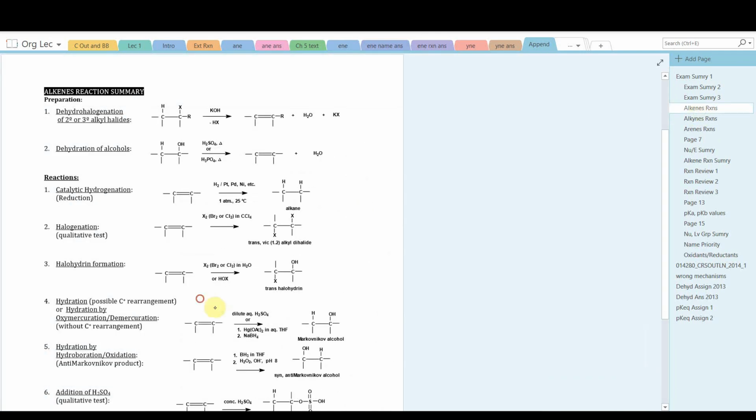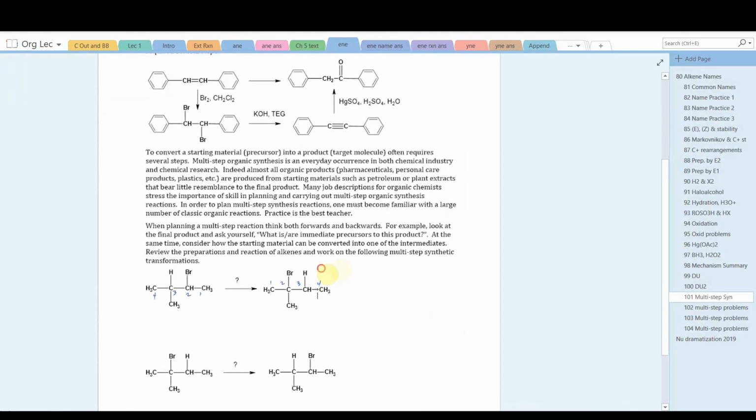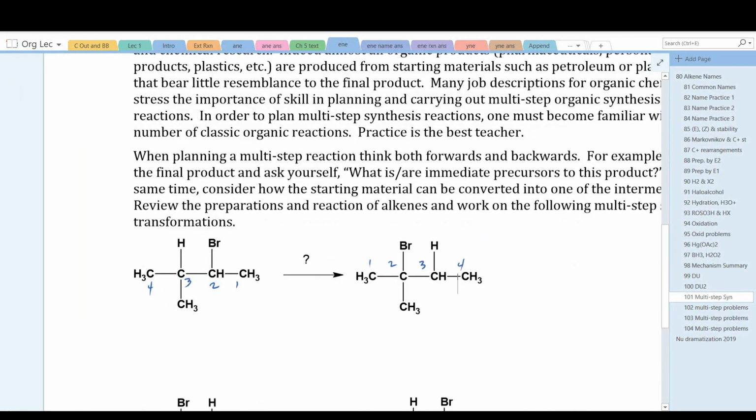This is not a good way to study. The best way to study is to learn the mechanisms, but by way of review this is very helpful and you can quickly sort through the various reactions and preparations of alkenes as you answer these questions. Alright, so what we'll need to do here is convert our starting material, alkyl halide, into an alkene, and then we can convert the alkene to our final product.